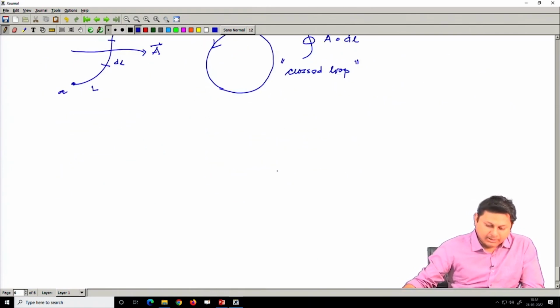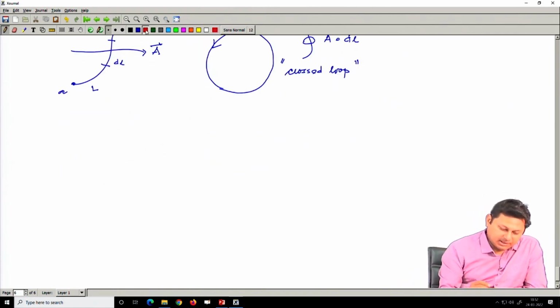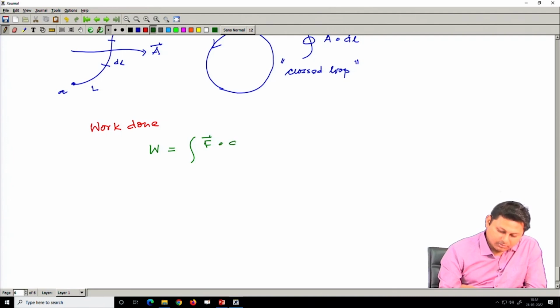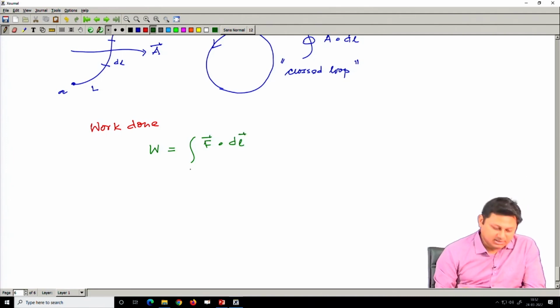Now, what are the examples? The examples are very well known. For example, work done. When you calculate the work done by a force, W is the total work done, and we calculate it like F dot dl. So what we are calculating is the line integral from one point to another.